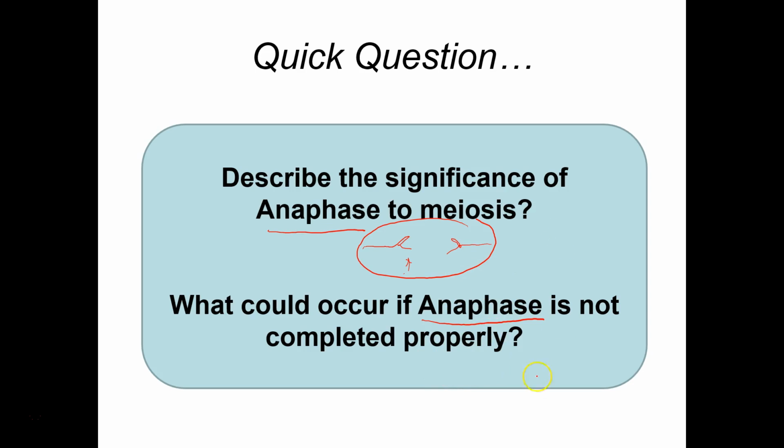Well, that is non-disjunction. And because of non-disjunction, we can end up with Down syndrome, trisomy 21. You can end up with lots of different chromosomal abnormalities.